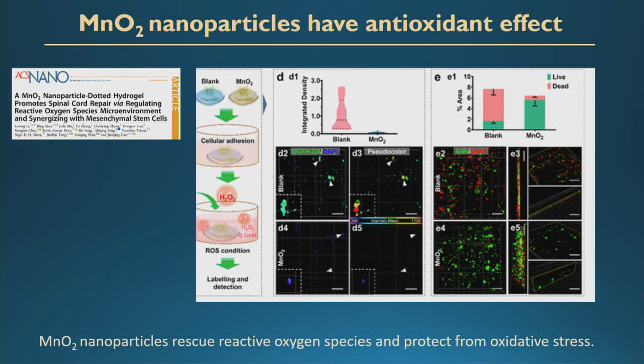In vitro, they induced oxidative stress using hydrogen peroxide, and they measured reactive oxygen species in the culture system. And the cells they used were MSCs, mesenchymal stem cells. So as you can see in the quantification here, compared to the signal of reactive oxygen species in the blank hydrogel, when we have the manganese dioxide nanoparticles, it's significantly reduced. And this translates into a higher survival of the cells in this system. So this is also a very interesting intrinsic property of this material.